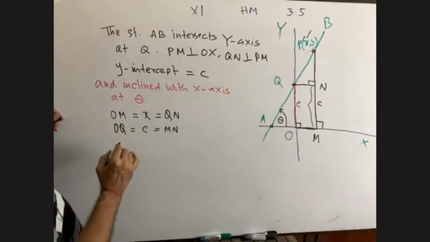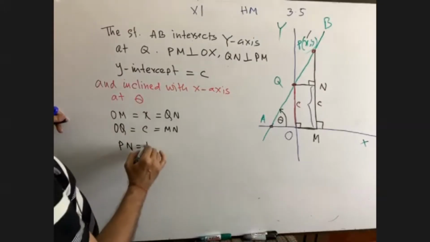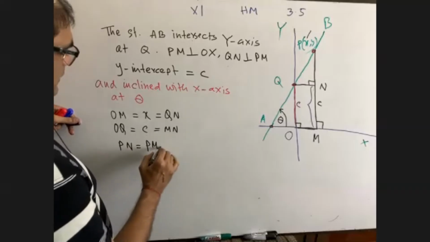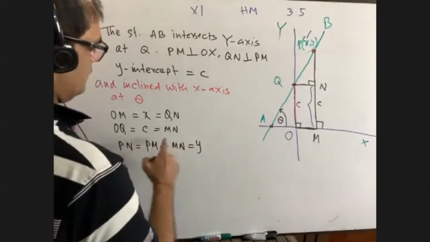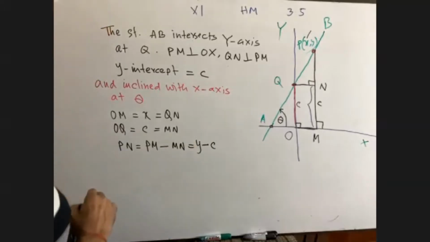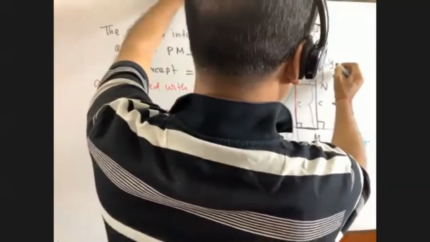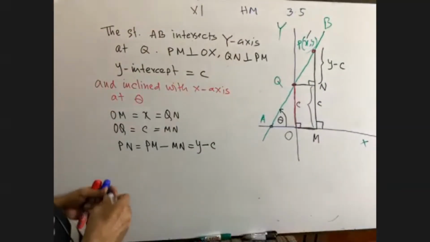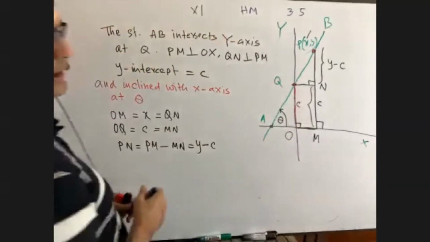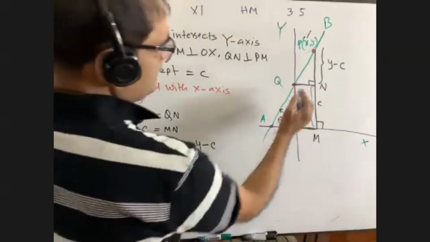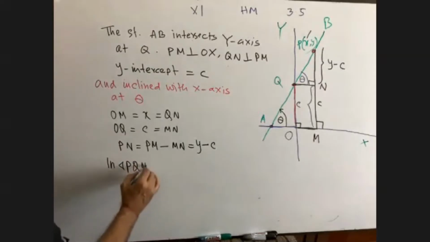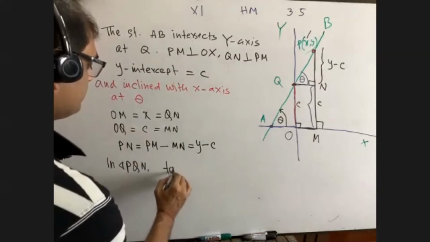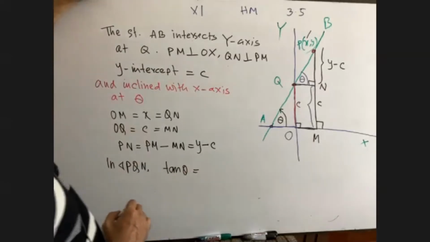Have you seen it? And let the Y intercept be equal to C. That means this part is C. And inclined with the x-axis at theta. What is meant by this? It is theta. It means positive direction. This sign means positive direction and this sign means negative direction. Okay? All of you, please, you are required to pay attention.